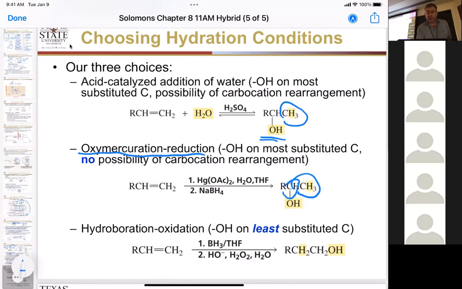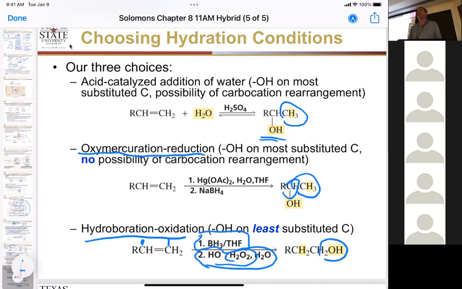And in hydroboration oxidation, where the second step is with hydrogen peroxide, we're going to see borane in the first step. The boron's going to add to the least substituted side, and the hydrogen's going to add to the more substituted side. When we oxidize off the boron, we get the alcohol on there.